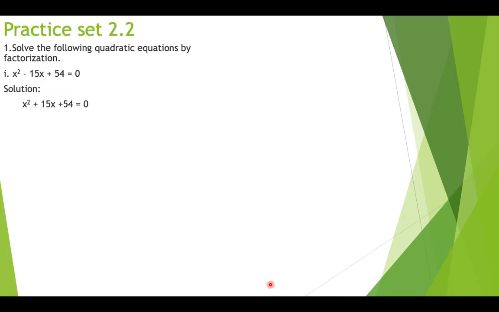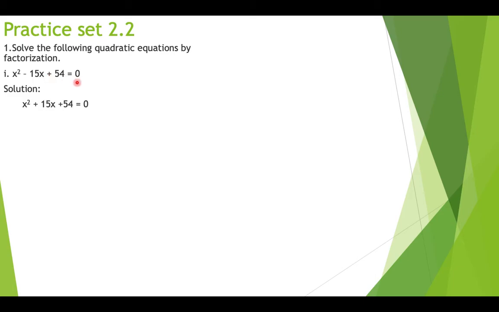Let us go for the practice set. In this also we are going to just see some problems, the rest of them are the same. Solve the following quadratic equation by factorization method. So we have the quadratic equation x square minus 15x plus 54 is equal to 0.